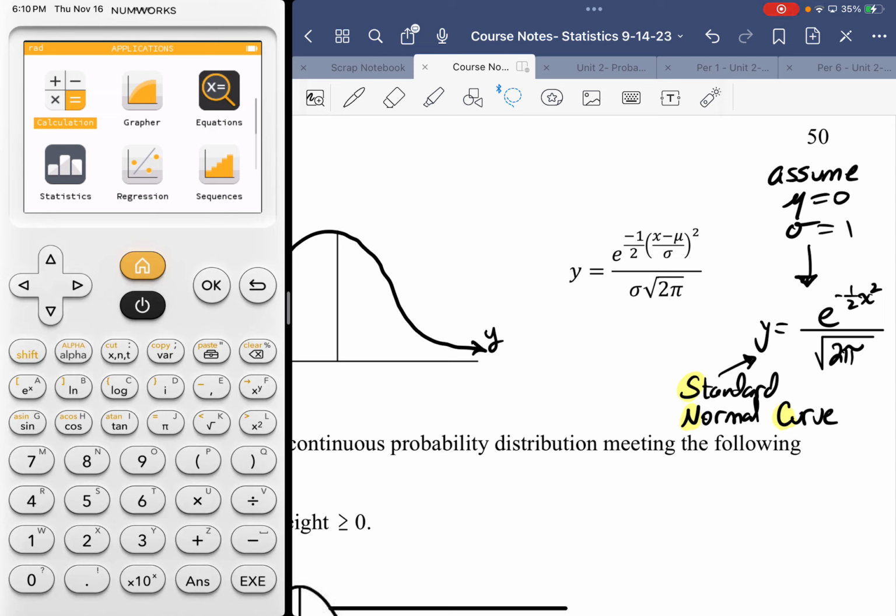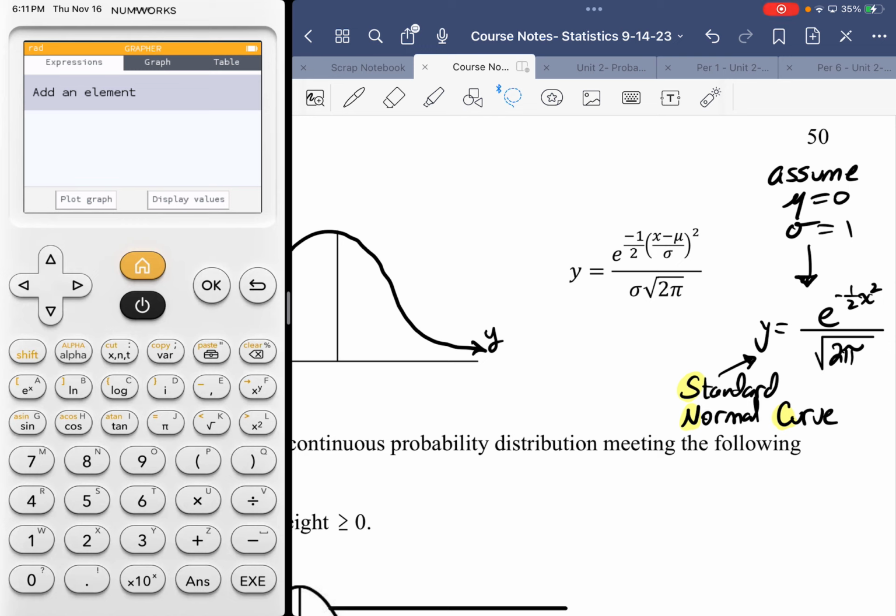Let me give you a quick look at what it would be like if we graphed it. It's not something you're going to need to do, but it's nice to actually see it in action. So I'm going to hit OK on Grapher, add an element. We really haven't done much in this menu throughout the course. If you have another math class down the line that allows the use of the NumWorks calculator, it'd be nice to see this stuff going in.